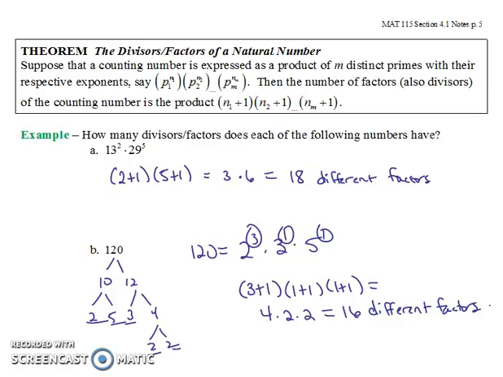So to figure out how many factors a number has, find its prime factorization, take the exponents of all the prime factors, add 1 to them, and multiply them together.